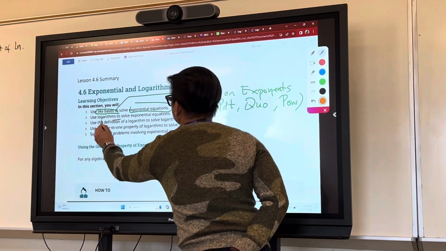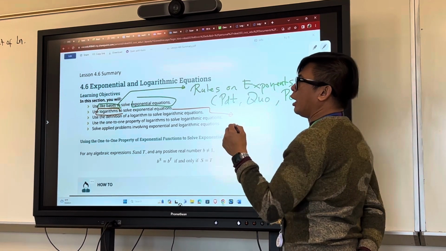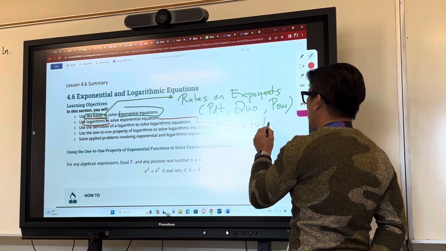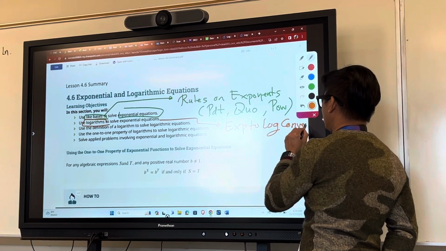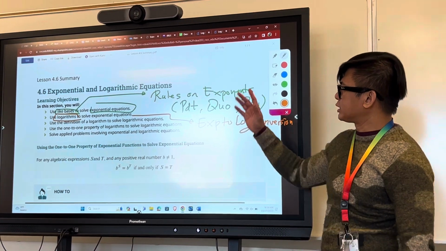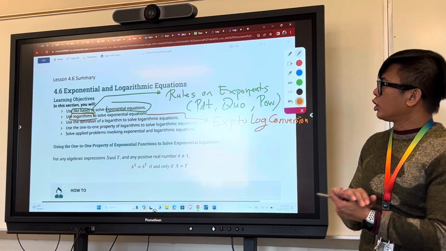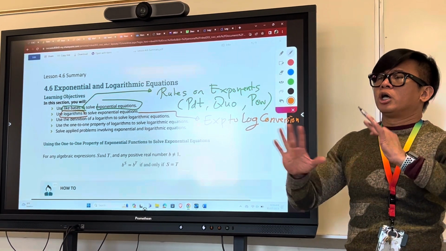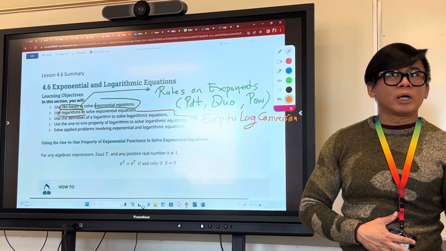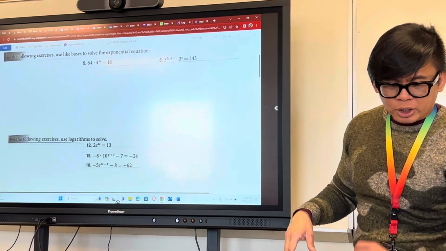Now, when you say use logarithms to solve exponential equations, we are considering the exponential to logarithmic conversion, right? If you can review that one, then that will definitely help. Once again, for like bases, we use the rules on exponents. And for the second one, use logarithms to solve exponential equations, you have to have the knowledge of converting from exponential to logarithm. Are we good? All right. Let's start with this one and do this worksheet.